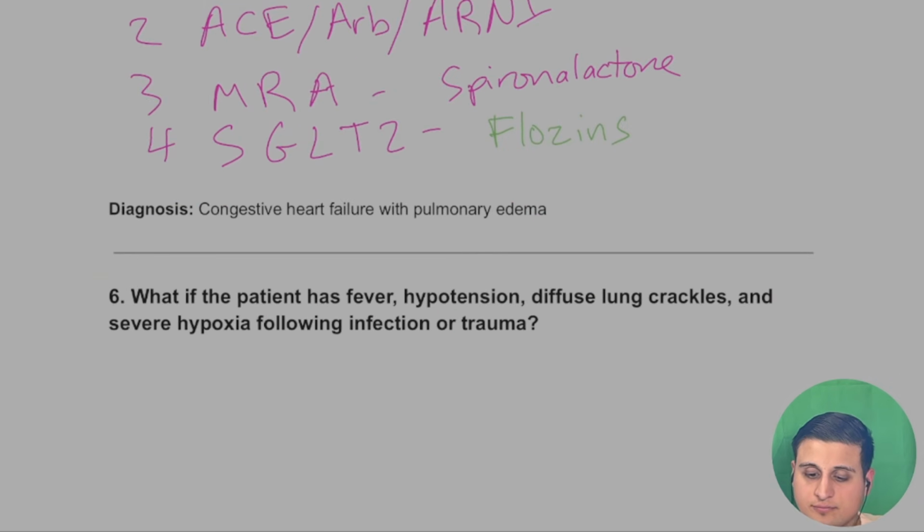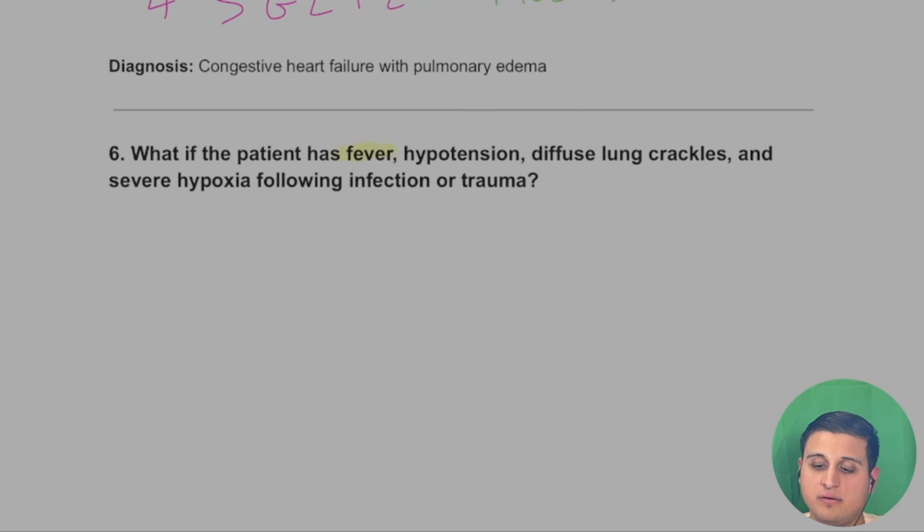All right. Moving on. What if the patient had fever, hypotension, diffuse lung crackles, and severe hypoxia following some sort of infection or trauma, right? So in this case, what are we considering in terms of our overall diagnosis? Because now this patient is truly septic possibly. We have some sort of fever, hypotension, but we have diffuse lung crackles, severe hypoxia, right? Now this is ARDS. This is full-blown ARDS, acute respiratory distress syndrome, right?